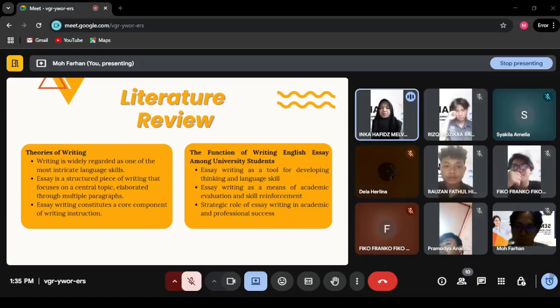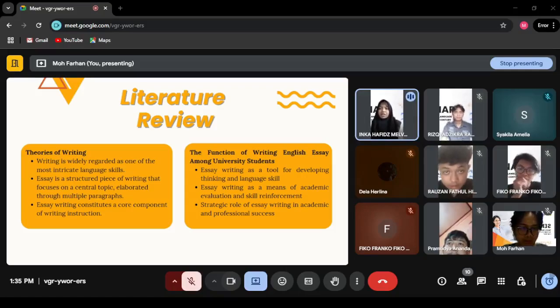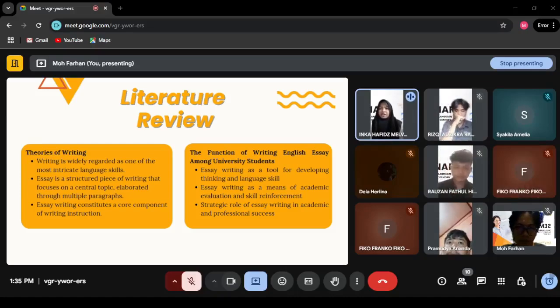Next is the function of writing English essays. First is essay writing as a tool for developing thinking and language skills. Second is essay writing as a means of academic evaluation and skill reinforcement. And the third is the strategic role of essay writing in academic and professional success. Writing an essay is more than just an assignment, according to Suprasa et al. 2023. It teaches students to express ideas logically and develop academic thinking. In Hasman and Idris 2023, essays help with professional communication and potential in academic settings. Next slide.